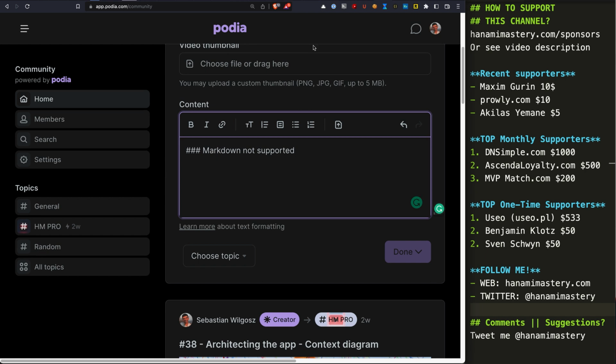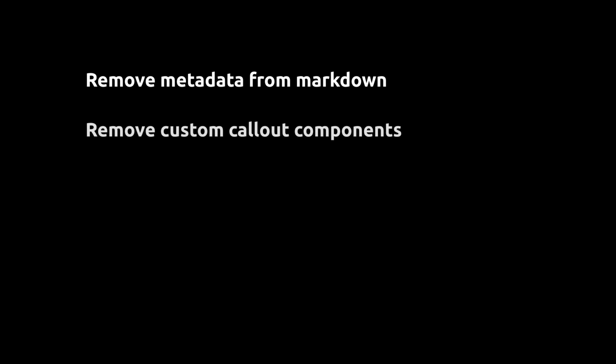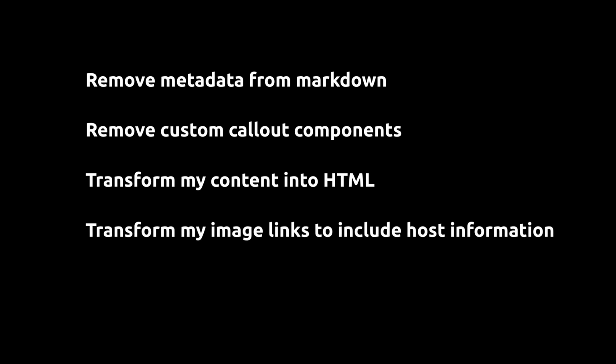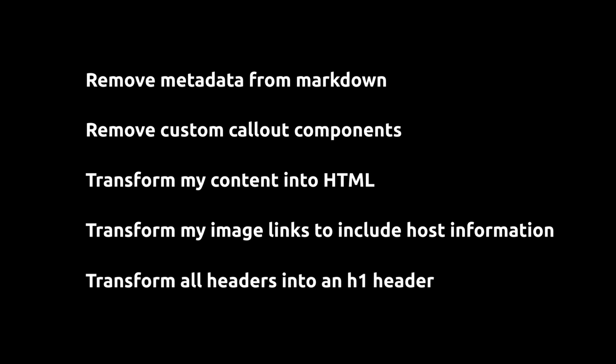To easily copy and paste the content into Podia and publish effortlessly, I need to remove metadata from Markdown, remove custom callout components, transform my content into HTML, transform my image links to include host information, transform all headers into an H1 header. This sounds like a lot, but Ruby can do wonders for us if used well, so I can live with it for now.